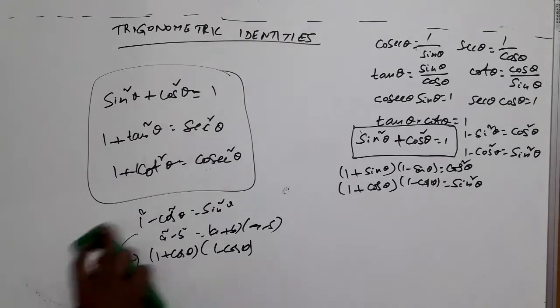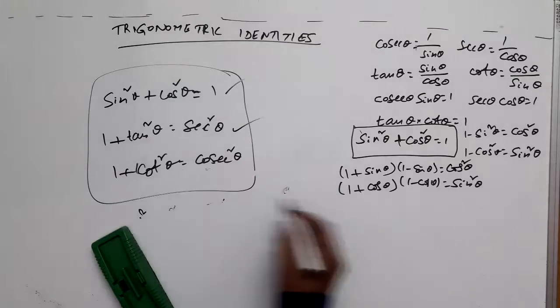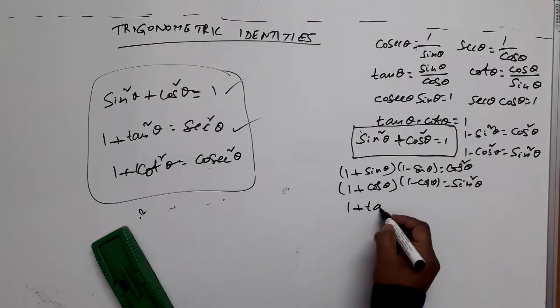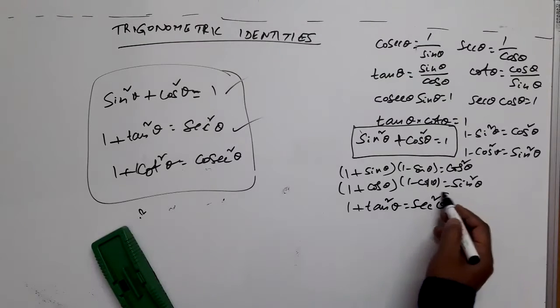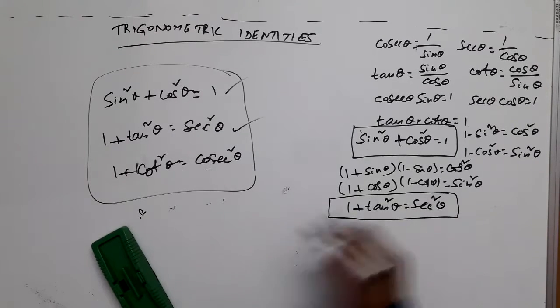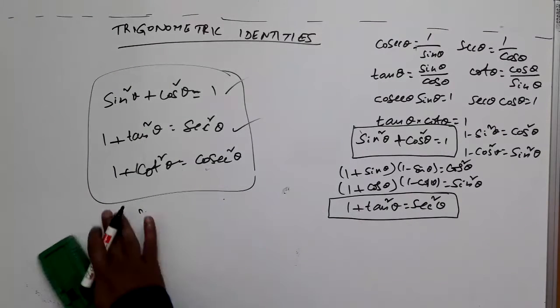In the same way, this one we have seen. Now let us see this. 1 plus tan square theta is secant square theta. This is the second identity. 1 plus tan square theta is secant square theta. From this, what are the inferences can I have? Yes.